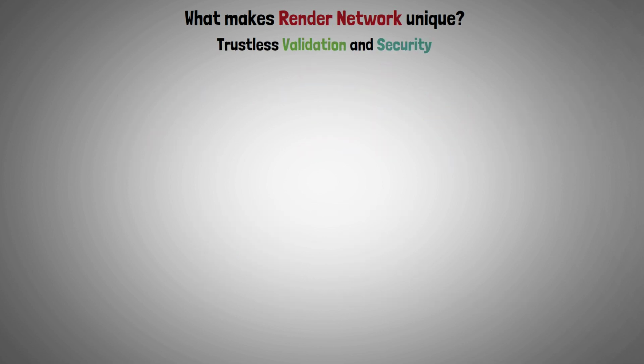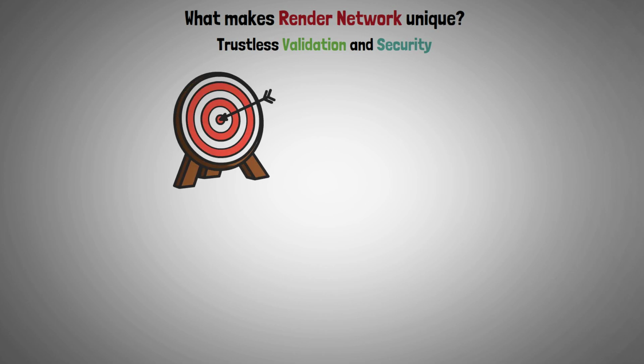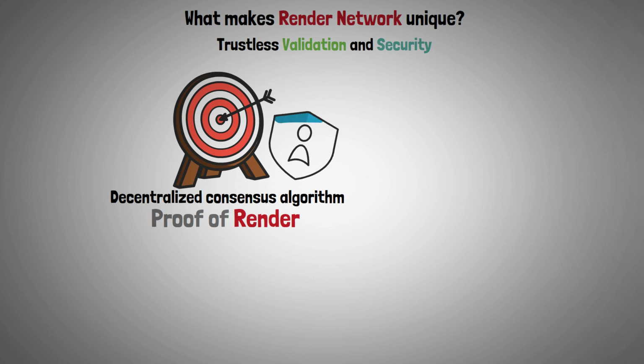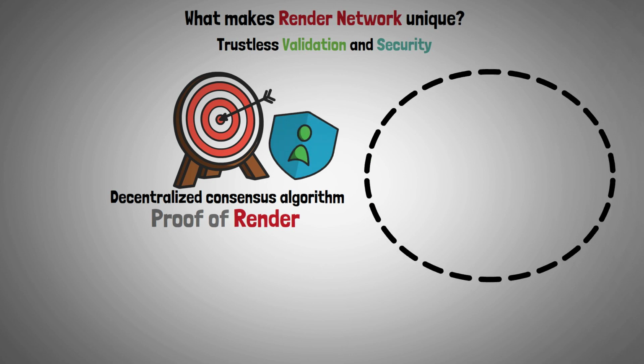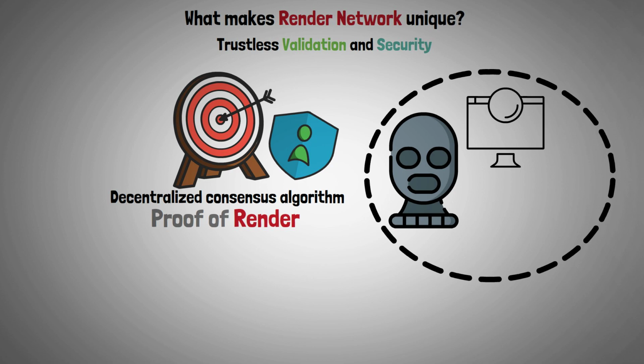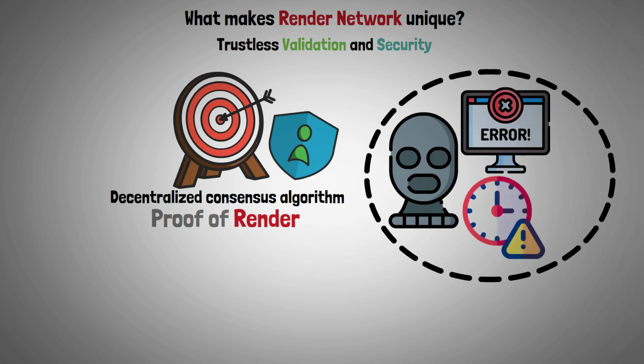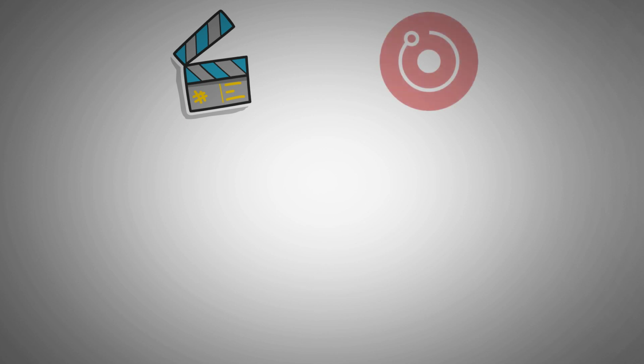Trustless validation and security. The goal of decentralized consensus algorithms like proof of render is to provide extra security layers that protect against malicious actors and potential rendering errors or delays. So, that's the end of the video around everything about Render.